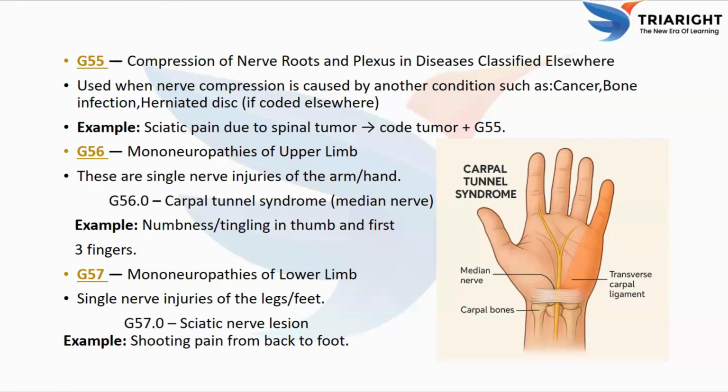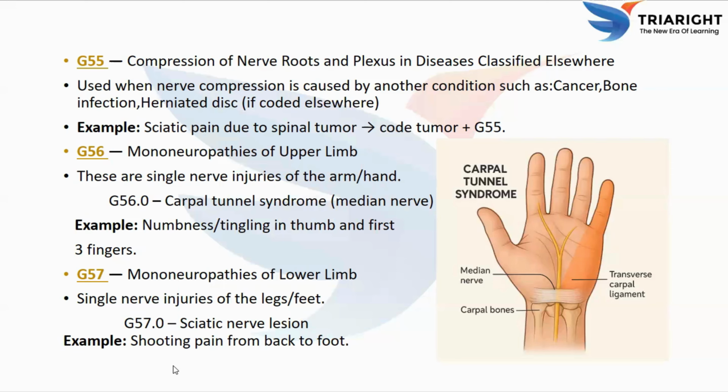So what is an example of a subcode? G57.0, sciatic nerve lesion. What are the symptoms? Sharp shooting pain that radiates from the lower back down to the leg and then to the foot. So what is an easy example to understand the mononeuropathies of the lower limb? Pain traveling from the back to the foot like an electric shock. Then you have to assign the code for sciatic nerve lesion, which is G57.0. So whenever a patient is diagnosed with sciatic nerve lesion, you have to assign the code G57.0.